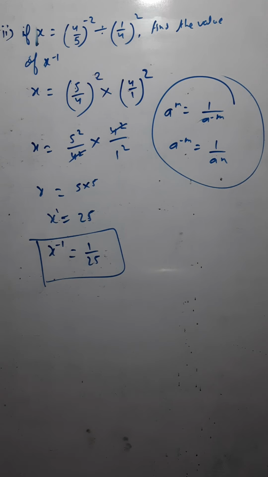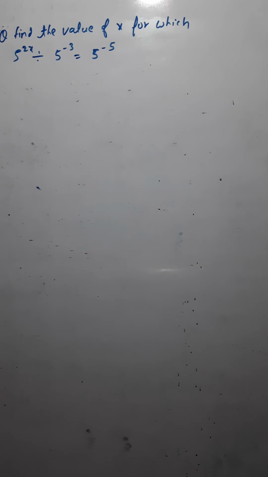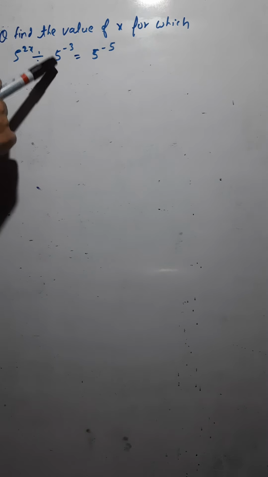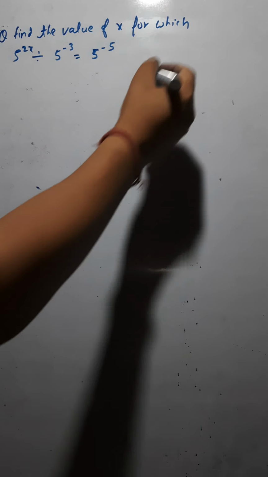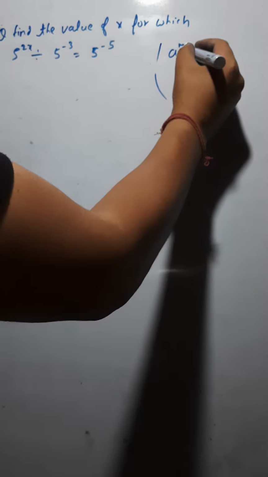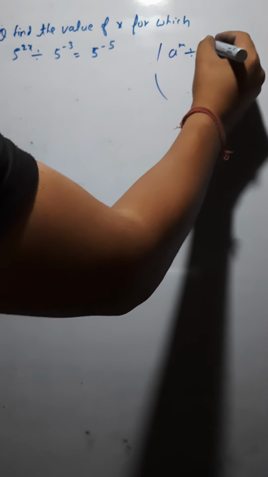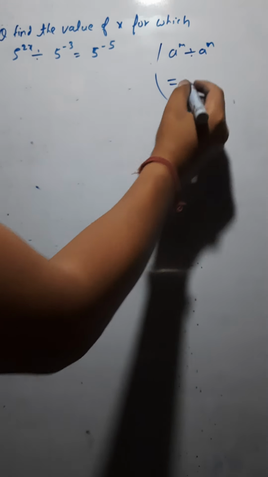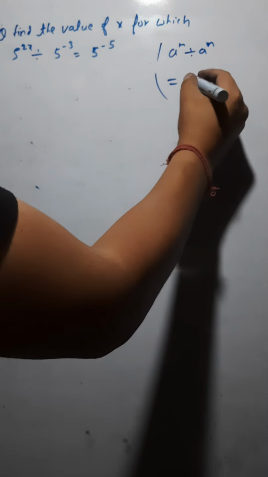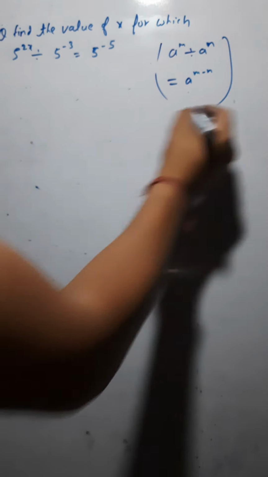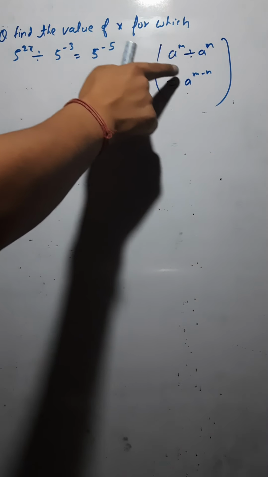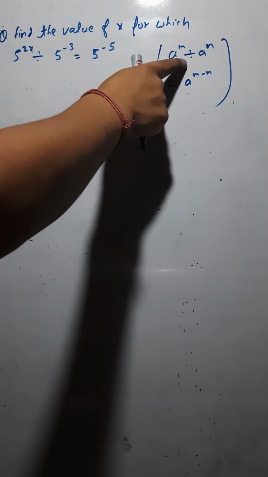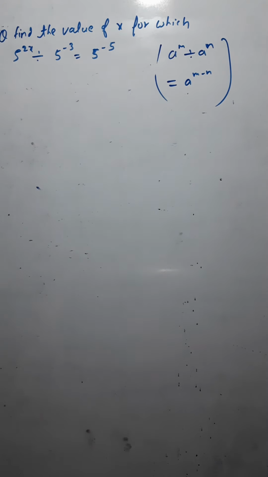Note it down. Now this would be the last question here. Question is, find the value of x for which 5 raised to the power 2x divided by 5 raised to the power minus 3 is equal to 5 raised to the power minus 5. Now as I have told you, if I am writing a raised to the power m divided by a raised to the power n, if the bases are same, then powers are going to be subtracted. If it is multiplication, powers are going to be added. It is division here, so powers are going to be subtracted.